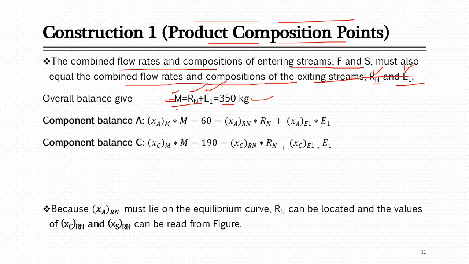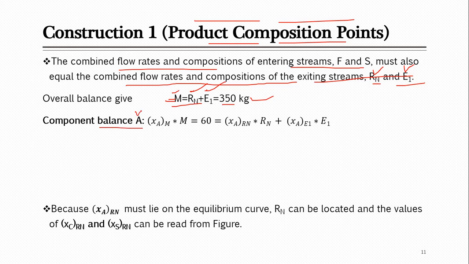So let's apply the balance. First, if I take component A, which was the solute, then whenever you apply a component balance, the mass fraction of component A in the mixture, where I'm just considering M as a stream, multiplied by the total amount of that stream gives you the amount of that component in that specific stream. That will be equal to something we already know, so I have mentioned its value here.